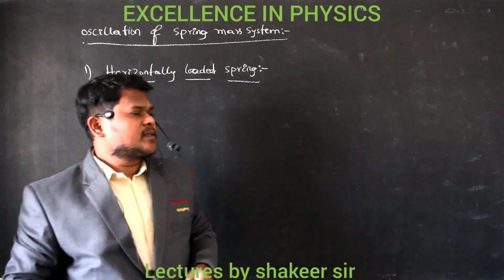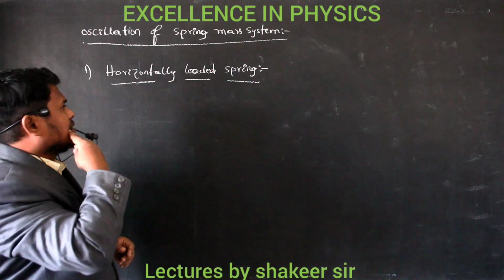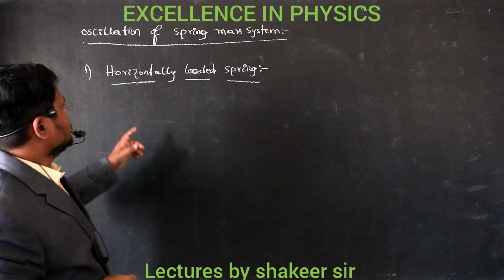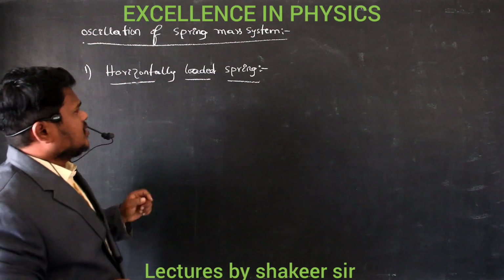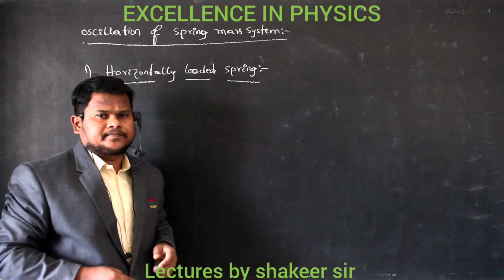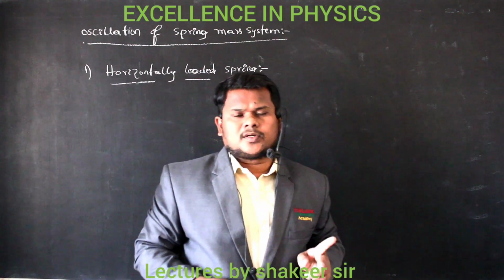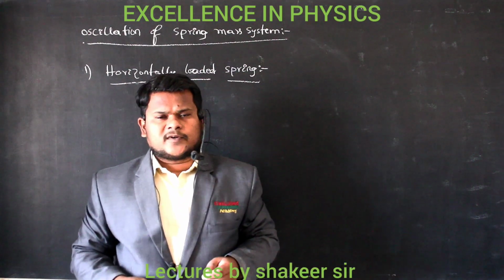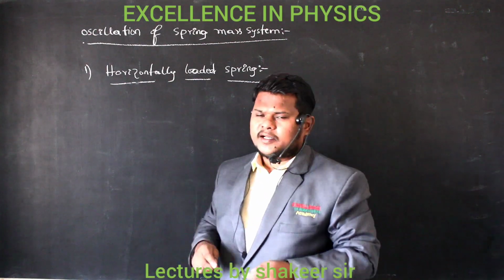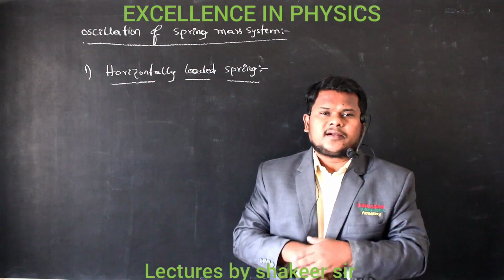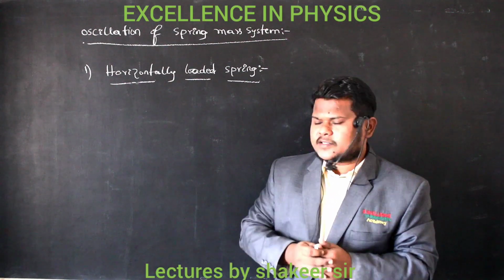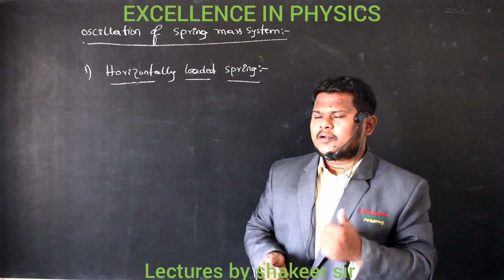Dear students, now let us see the next continuous topic in simple harmonic motion. It is the oscillation of the spring mass system. In this spring mass system, we have two cases. The first one is the horizontally loaded spring and the next one is the vertically loaded spring. First, let us try to understand the horizontally loaded spring.